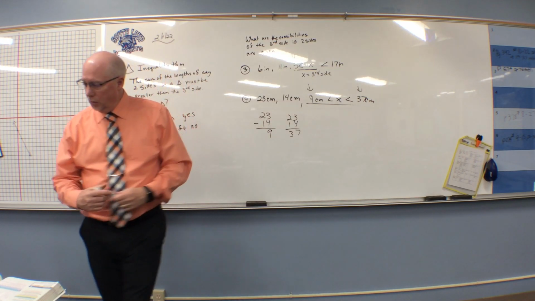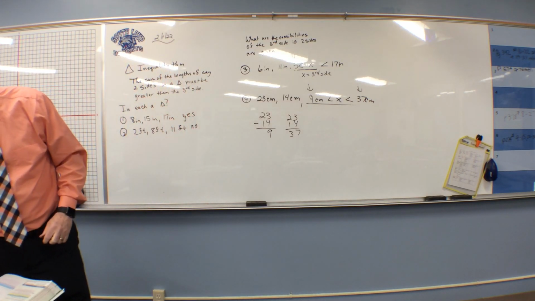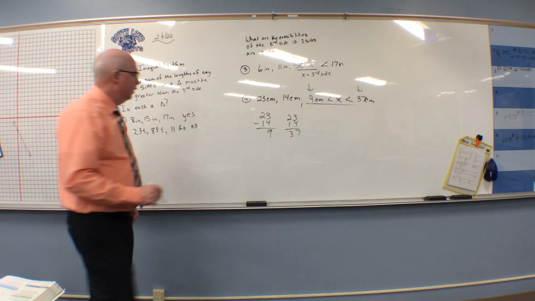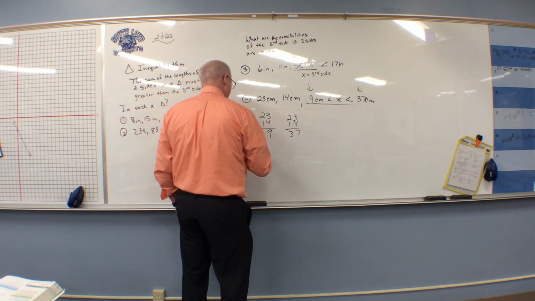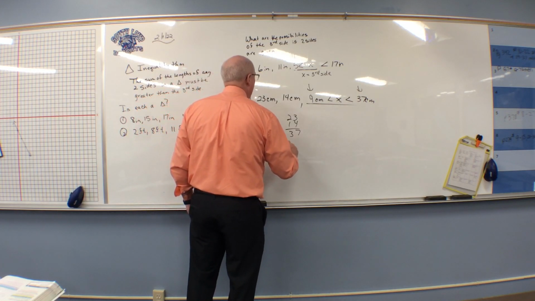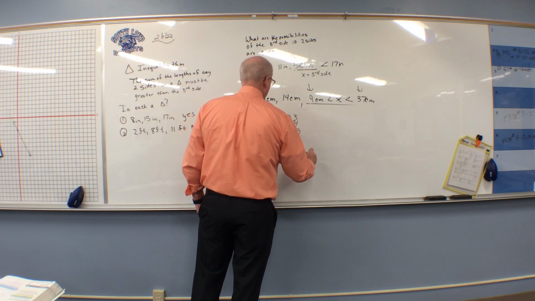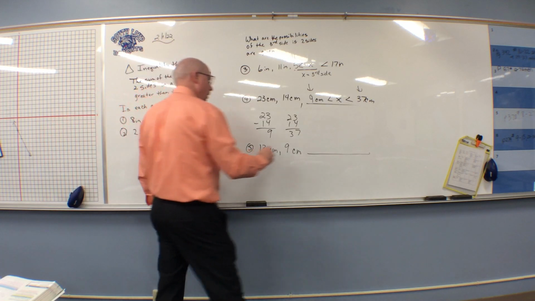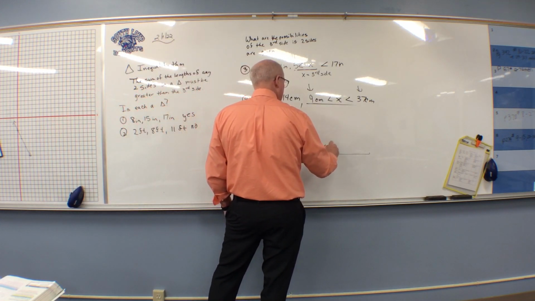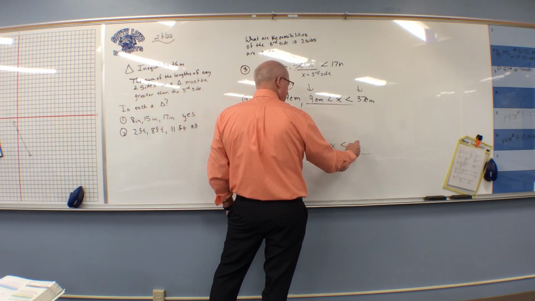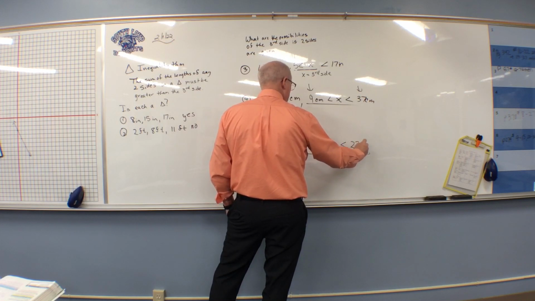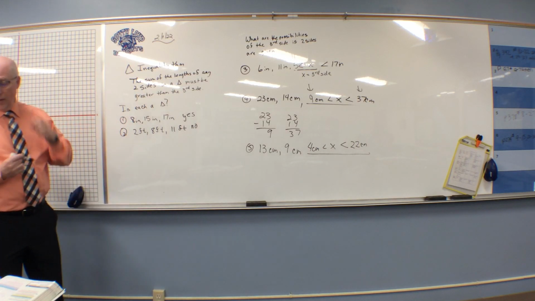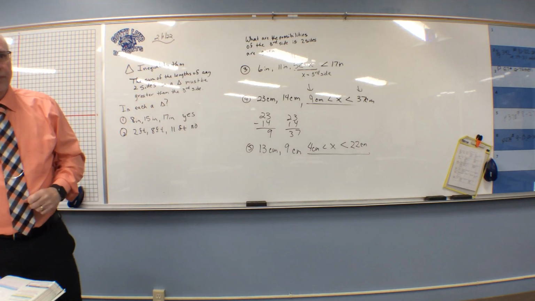All right. Let me give you one more. Let's say that you have 13 centimeters and 9 centimeters. What's between? Well, if we subtract the two, we get 4, and add, 22. So 4 centimeters is less than our side, which is x, is less than 22 centimeters. Okay, and that is correct. So that works out really nice, doesn't it?